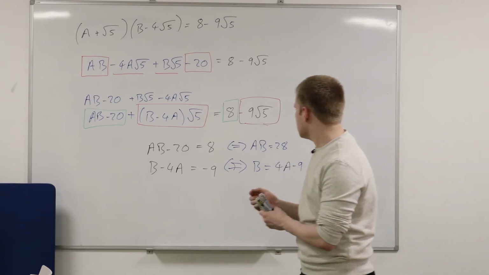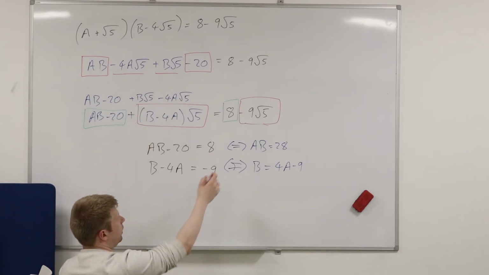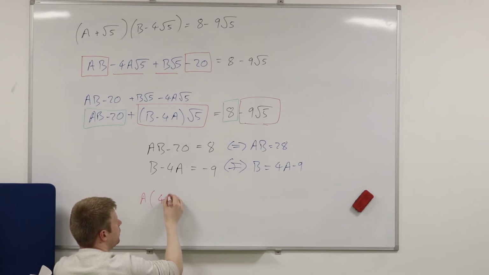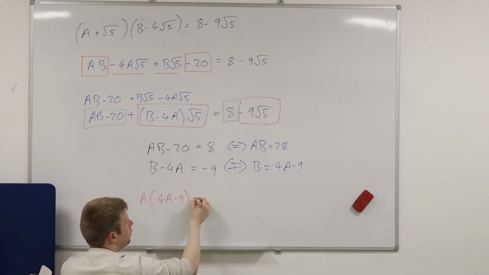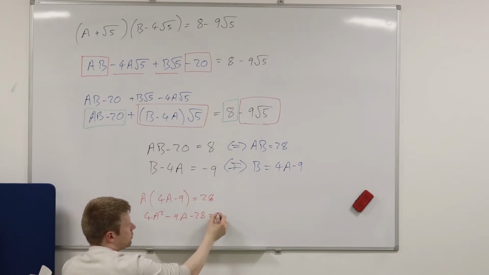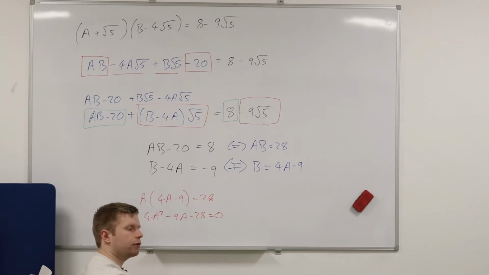So let's do that. I have a multiplied by b. Well, remember, b is 4a minus 9. That's got to be equal to 28. Then I just expand that out, so I get 4a squared minus 9a minus 28. It's got to be equal to 0. Remember, it's a quadratic, so I've set everything equal to 0. Now just try and solve that.